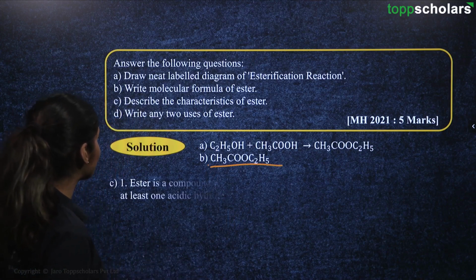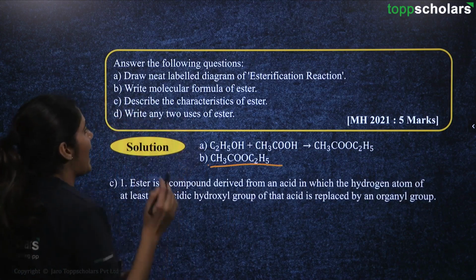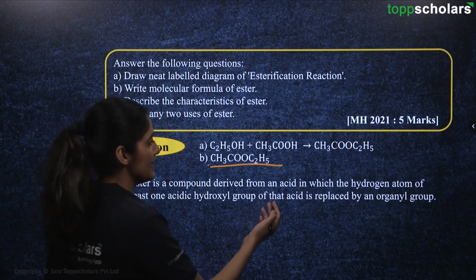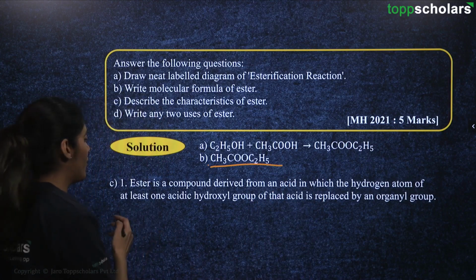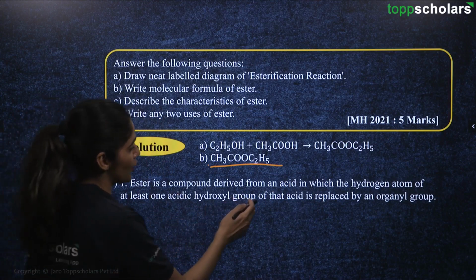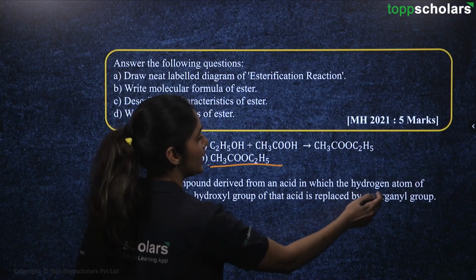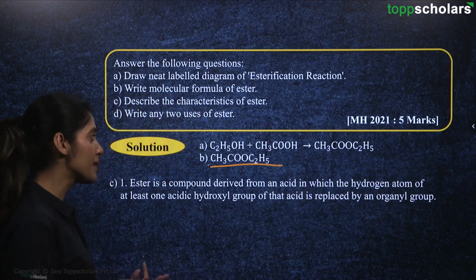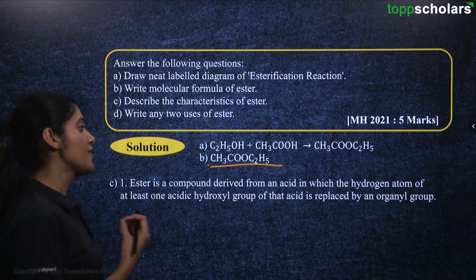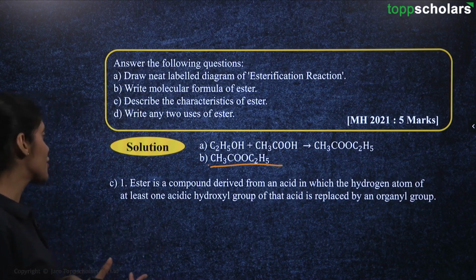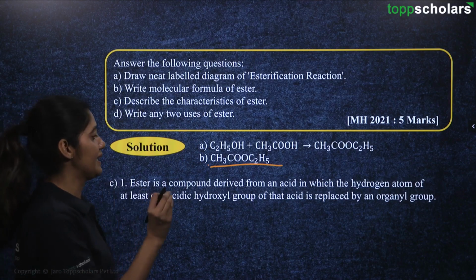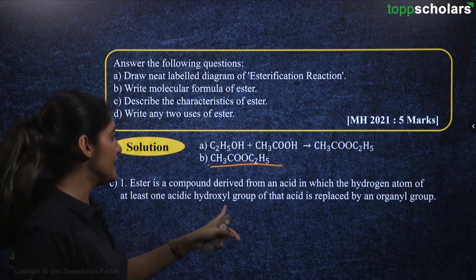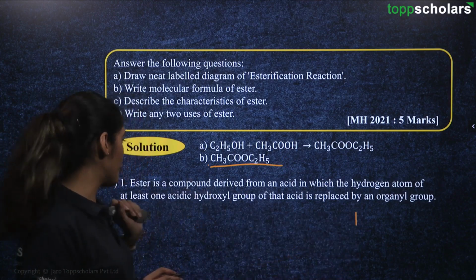Now C, describe the characteristics of ester. Ester is a compound derived from an acid in which the hydrogen atom of at least one acidic hydroxyl group of that acid is replaced by an organyl group. So this is why we have the ester formation. Why? Because the hydrogen atom of at least one acidic hydroxyl group of the acid is replaced by an organyl group, right?